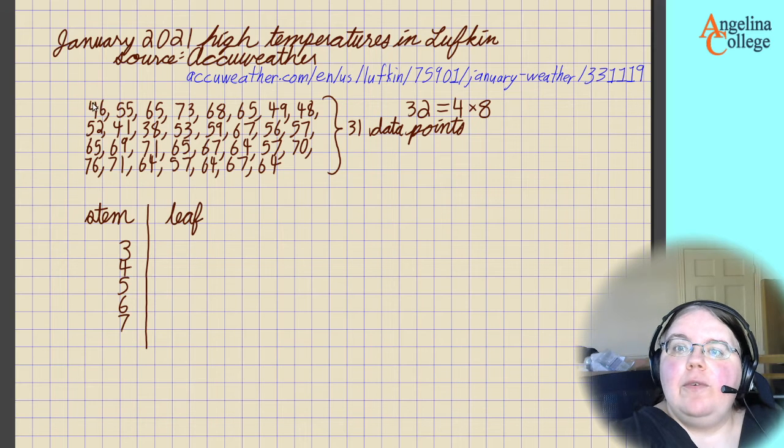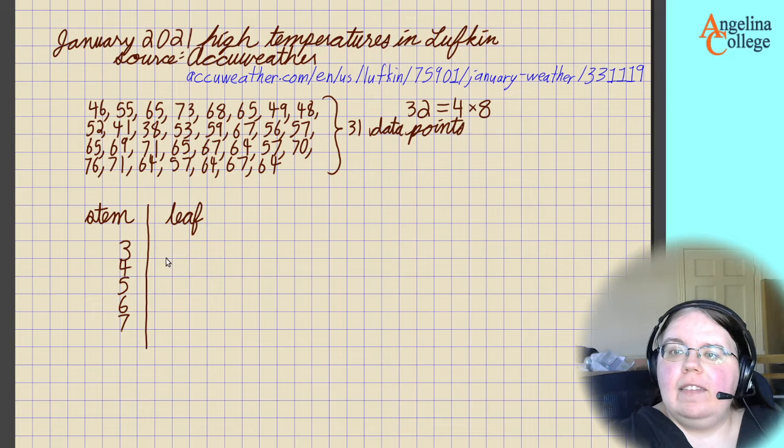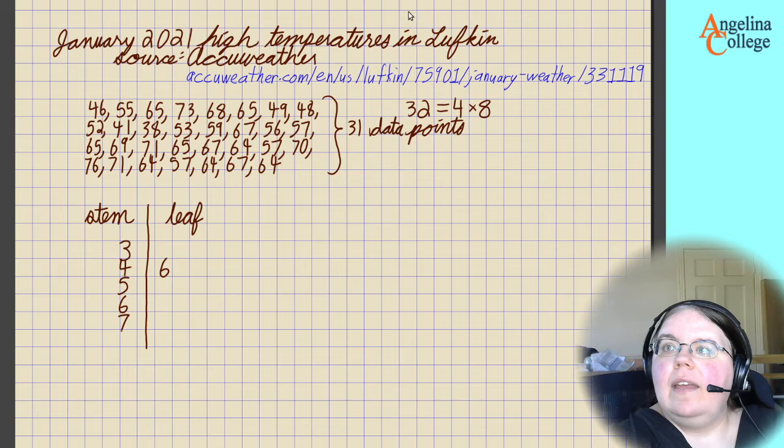Now for this 46 here, what I will do is put a 6 as a leaf in the 40s. So where we have this 4 and this 6, that tells me that there's a point in our data set that is 46. And then I will check that off so that I don't accidentally put that in twice. Okay, so then we'll just keep going.